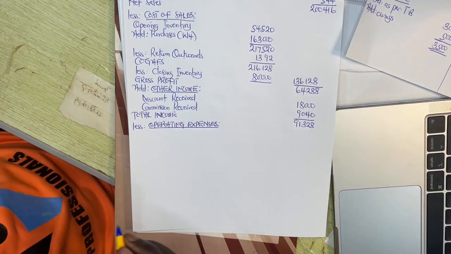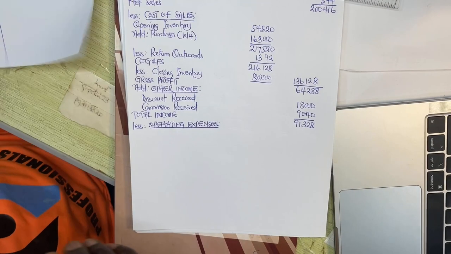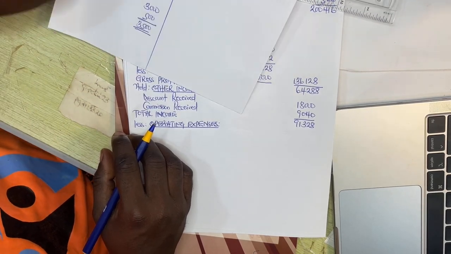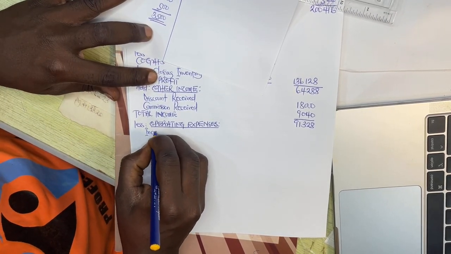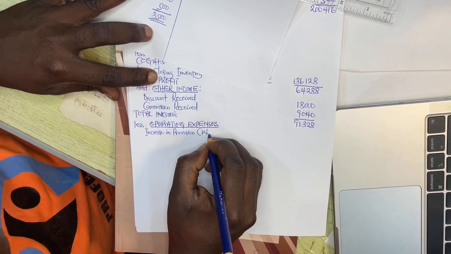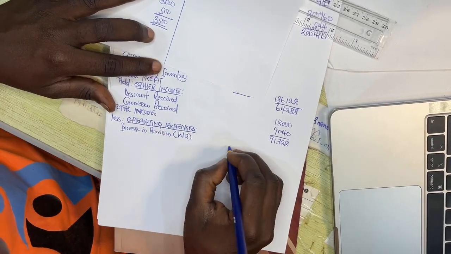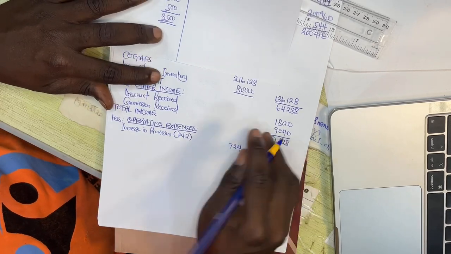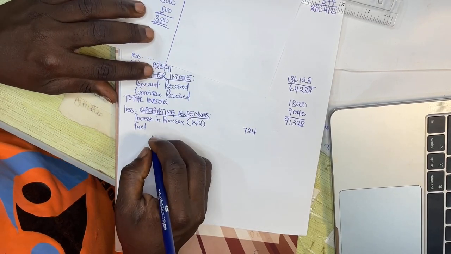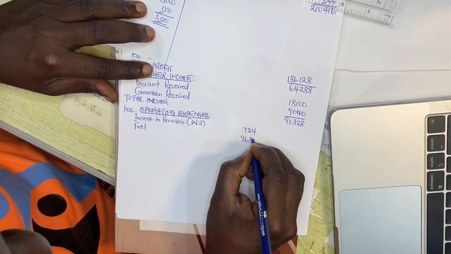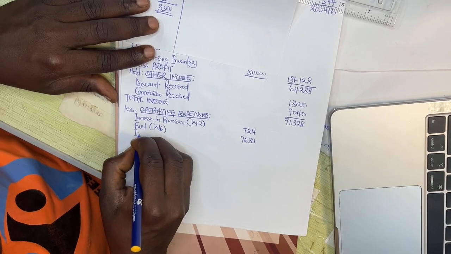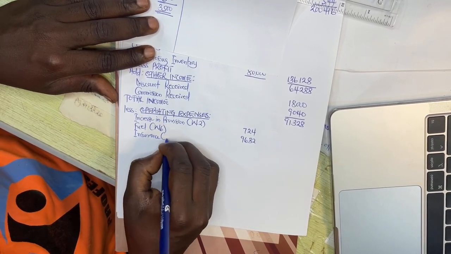So with operating expenses, it should be very simple for us to deal with, with the workings we've done here already. We have increase in provision, that's workings 2. And we got the increase is 724. We have fuel expense, working 6, 9632. We have insurance, working 7.